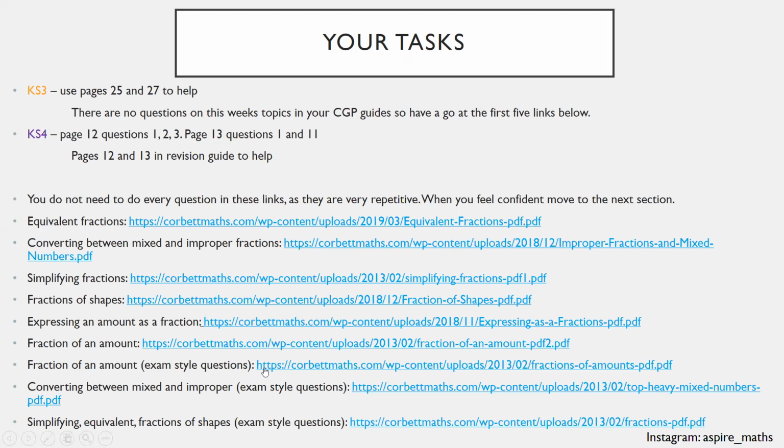As always, there's exam style questions at the bottom. So year 10 and year 11, please do try and get onto those. And then if anybody wants to challenge themselves, you can also go on to have a look at the exam style questions.